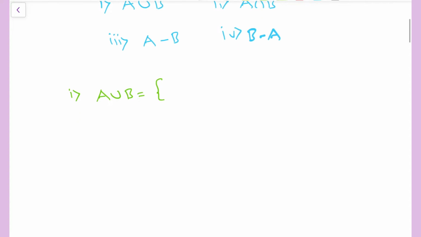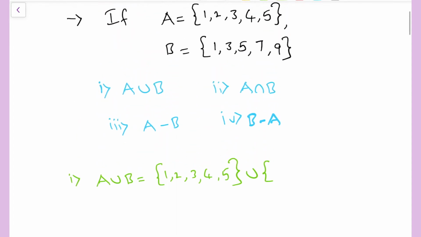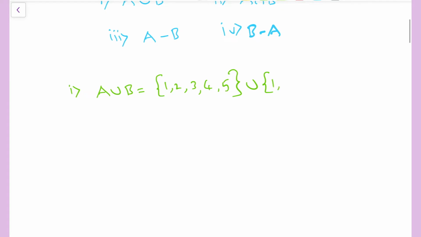A union B equals, in set A we have 1, 2, 3, 4, 5, union, in set B we have 1, 3, 5, 7, 9. Okay, so now set A and set B are given. We need to find out the union. Union is nothing but all the elements from both the sets written together. So first write all the elements from set A.